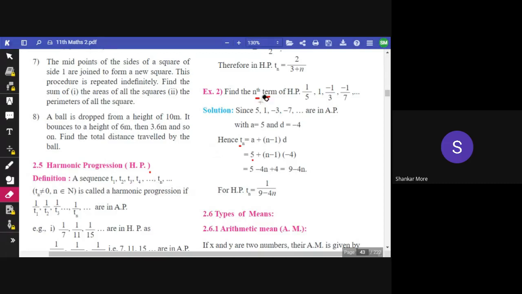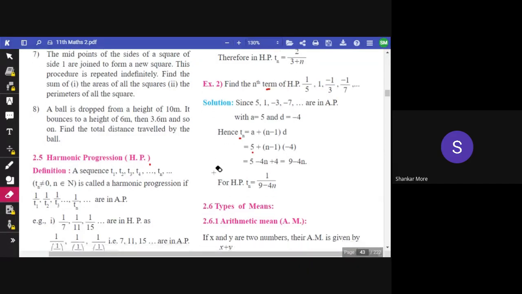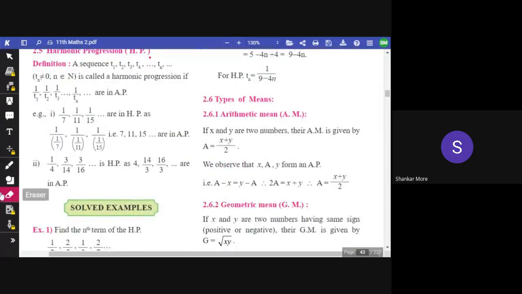Chalo theek hai. HP is very easy. So after that, types of means. Arithmetic mean. Suppose x and y are two numbers, then their arithmetic mean is given by A is equal to x plus y divided by 2. Theek hai. So we have to remember this formula: A is equal to x plus y divided by 2. This is the formula for arithmetic mean, and we are given two numbers, that is x and y.